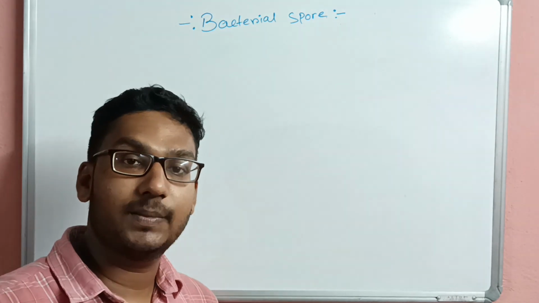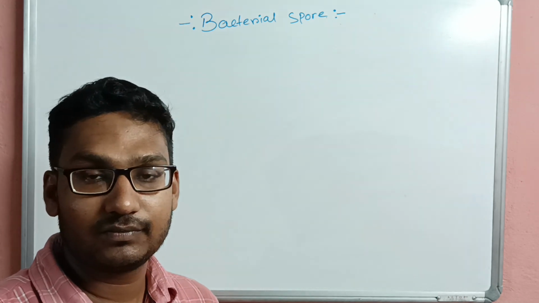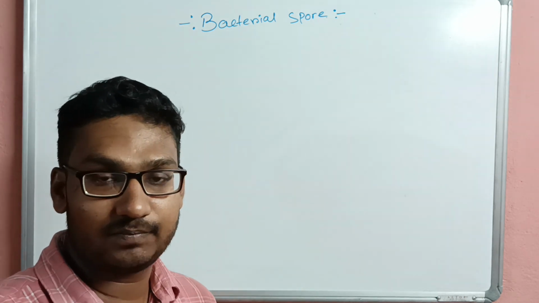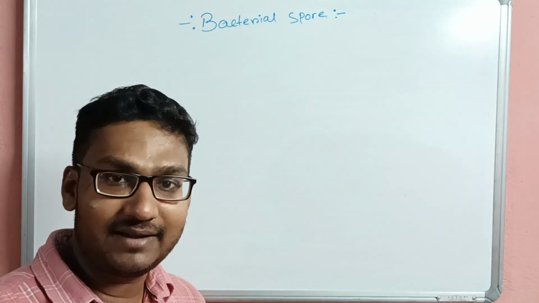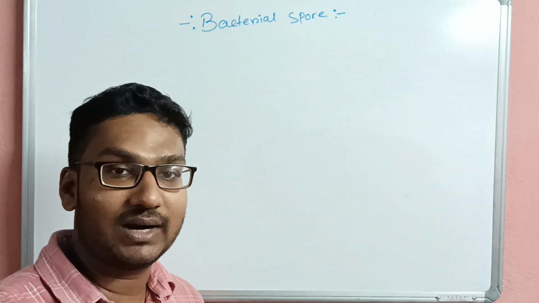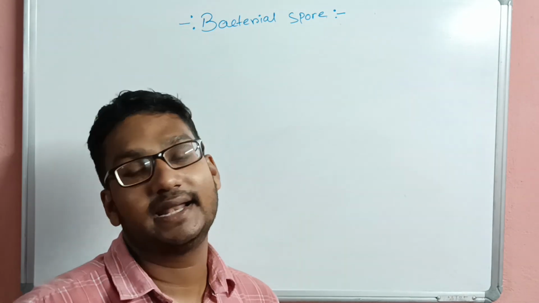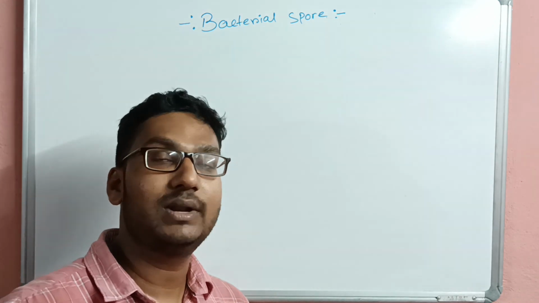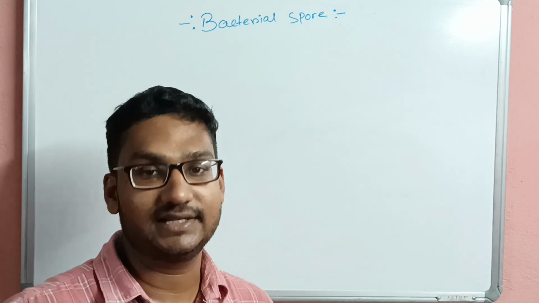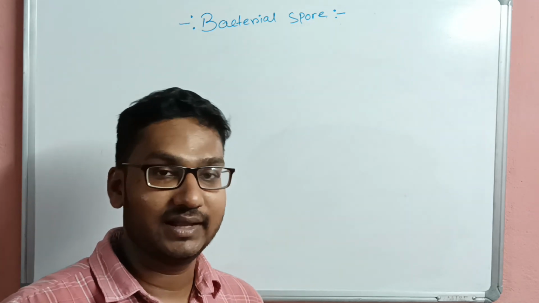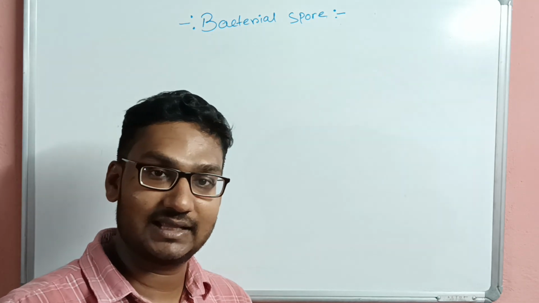So what is the reason for endospore formation? They develop endospores in unfavorable conditions. They try to preserve their body, and at that time they will form an endospore. So what is the reason? One is the lack of nutrition. When the bacteria are unable to take nutrition from the environment, they will produce an endospore. Similarly, when they face any unfavorable condition, they also form an endospore or bacterial spore. So the two reasons are unfavorable condition and lack of nutrition.